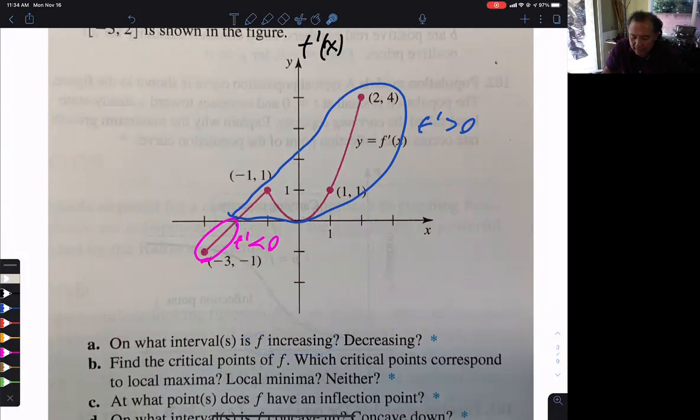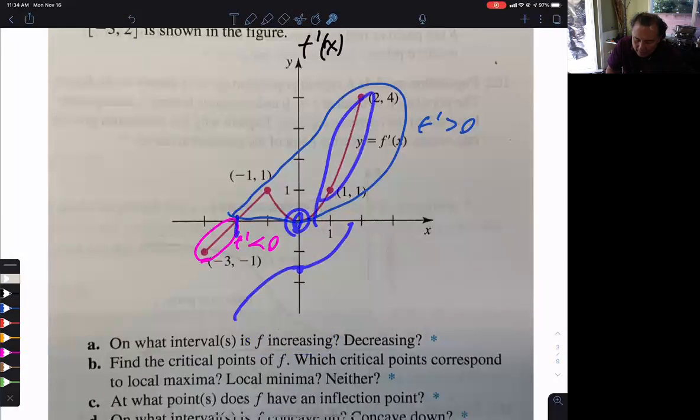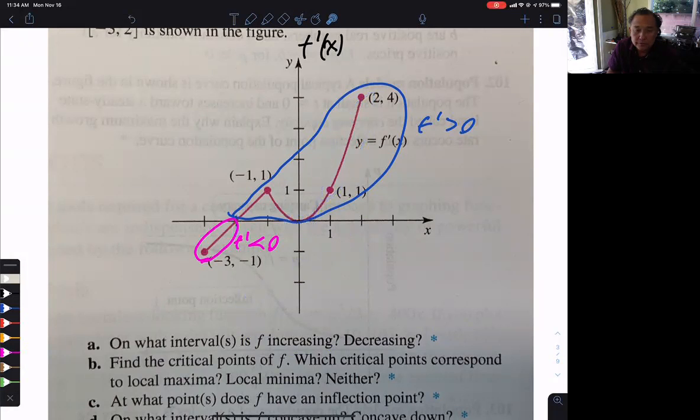The reason I'm okay with one interval is because it's increasing from -2 to 0. At 0, it's flat, right? The derivative is 0, so the tangent line is flat. But then it starts going up again because it's increasing here. So even though it's flat at that point, if it's increasing to the left and increasing to the right, it's also increasing through that zero-tangent-line point. So I can have it all as one if I want to.